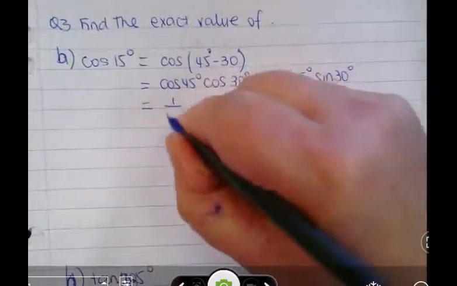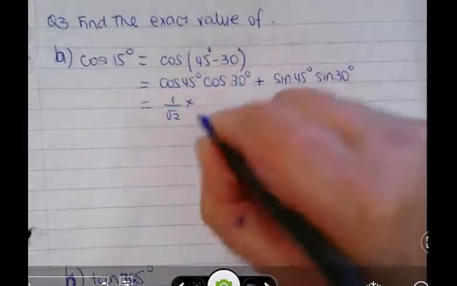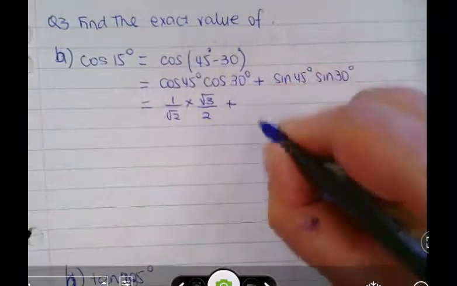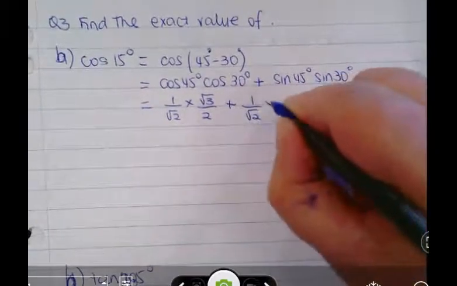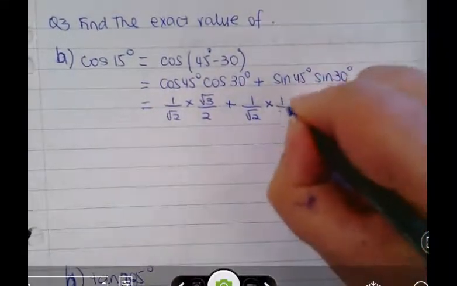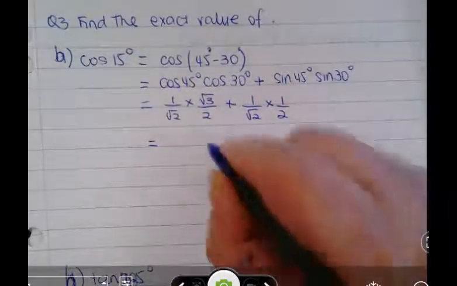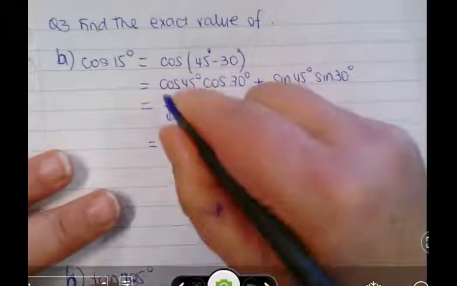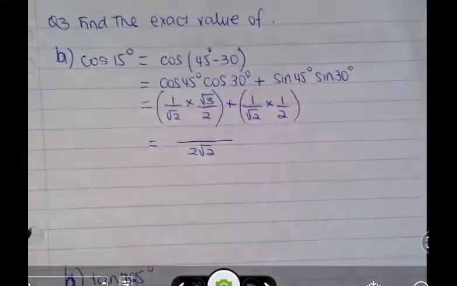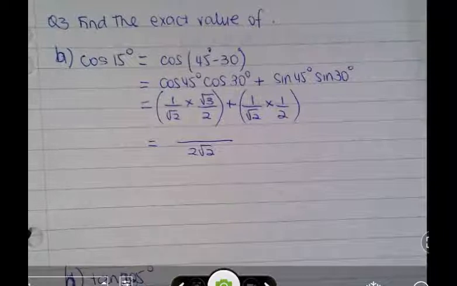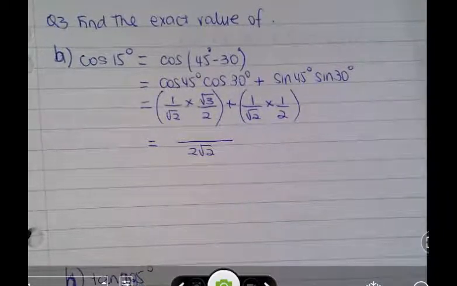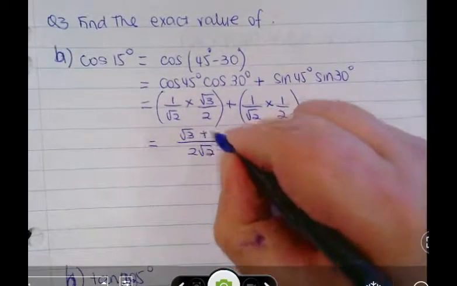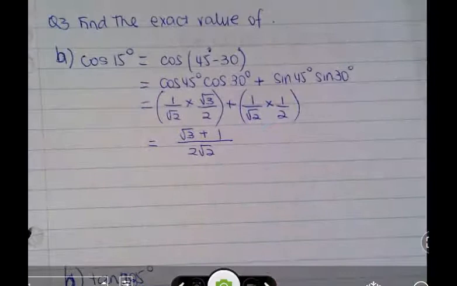So isn't that 1 over root 2 times cos 30, which is root 3 over 2, plus sine 45, which is 1 over root 2, times sine 30, which is a half. Now, I do have a common denominator of 2 root 2. Look, I'll just put these in brackets so you can see them easily. And what is my numerator going to be? Isn't this root 3 plus 1 over 2 root 2?